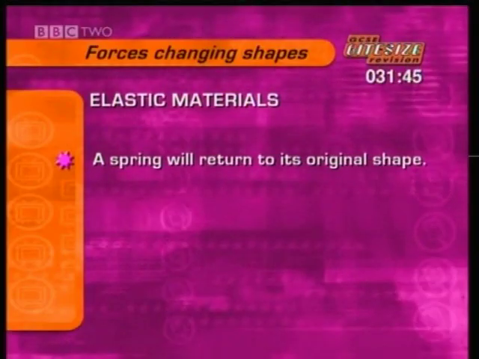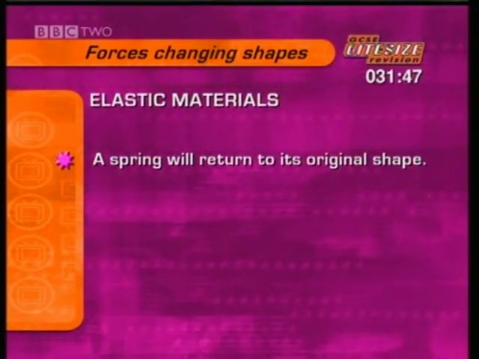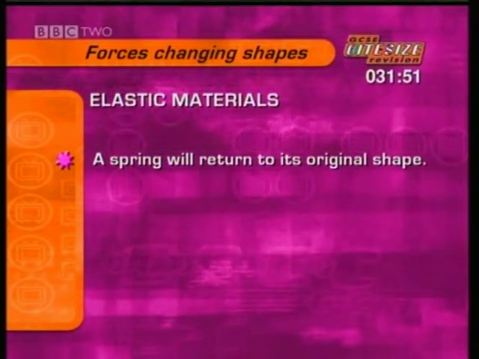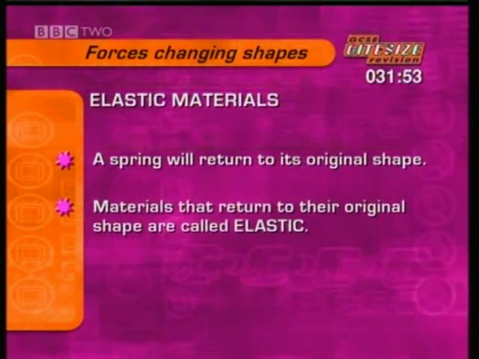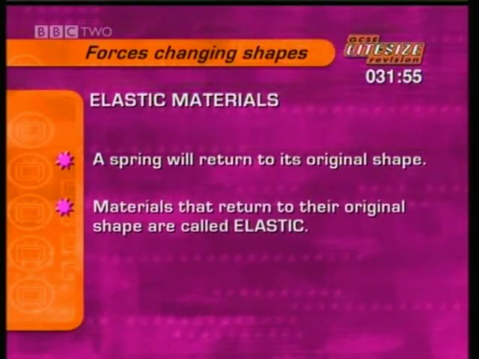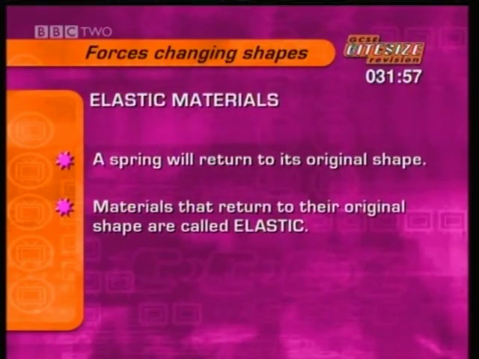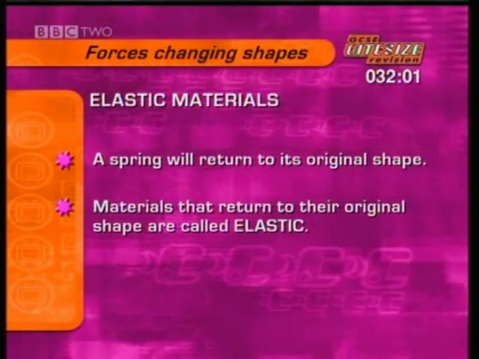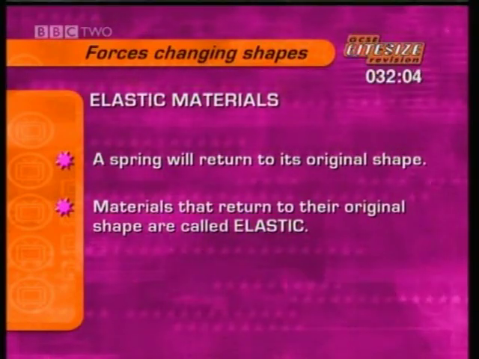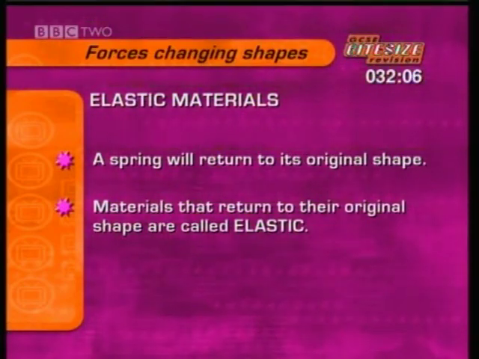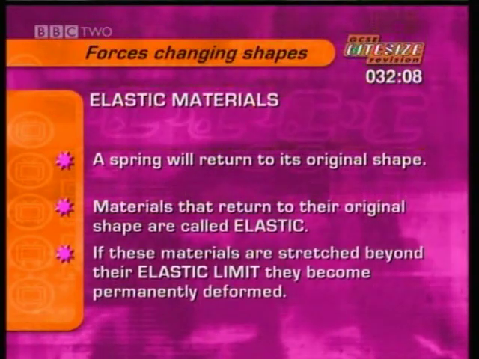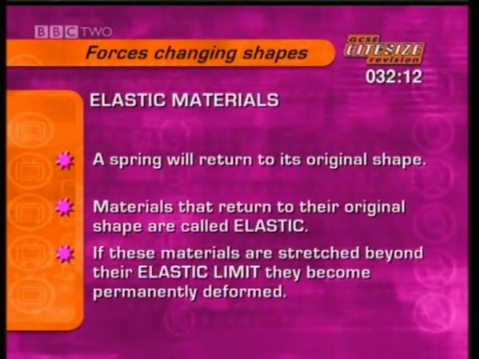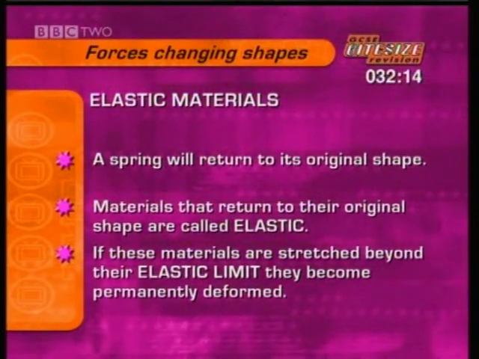As long as its elastic limit is not exceeded, when a spring is compressed or extended, it will return to its original shape. Materials that return to their original shape in this way are called elastic materials. And that applies not just to a piece of elastic, but any material that retains its shape, like rubber or a metal spring, or lycra clothes. If these materials are stretched beyond their elastic limit, they become permanently deformed and no longer return to their original shape.